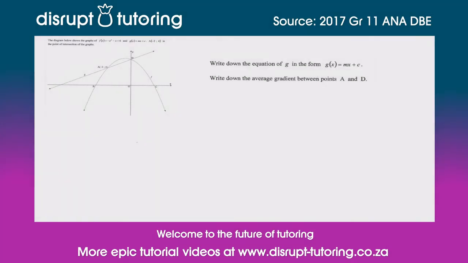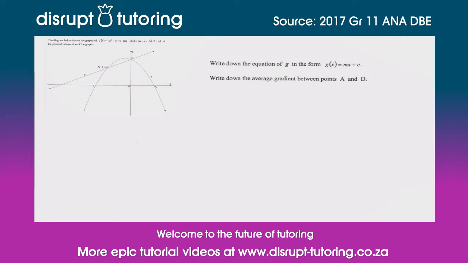Today we're going to deal with a graph question, and with that in mind, let's dive straight in. They've said to us the diagram below shows the graphs of f of x equals minus x squared minus x plus 6, and g of x equals mx plus c. A is the point (-2; 4), which is the point of intersection between the two curves.